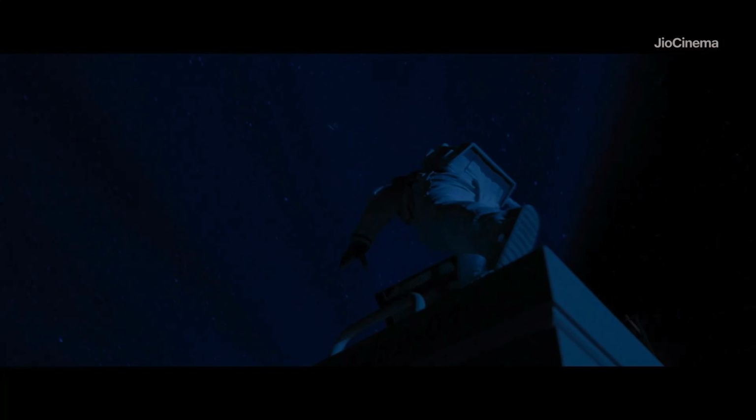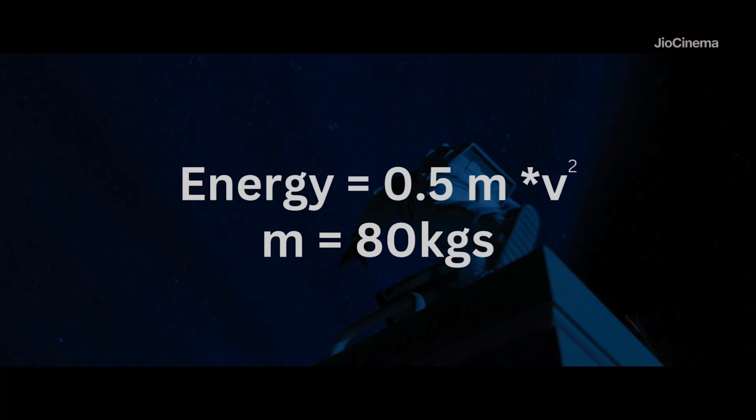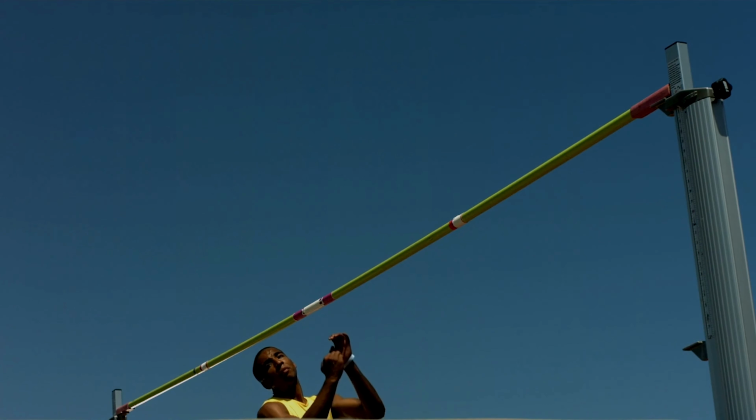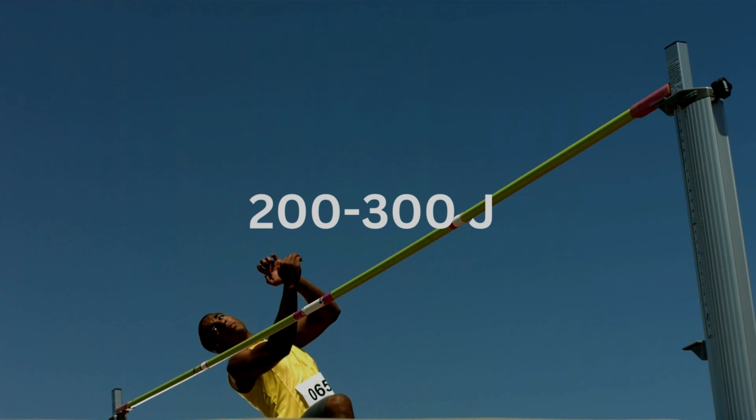So how much energy do his muscles need to generate so that Roy gets the speed of 10 meters per second? Let's calculate that. As per the kinetic energy equation, the energy required would be half into mass into velocity squared. Let's just assume that Brad Pitt is 80 kilograms, a well-healthy guy, and the velocity is 10. Plugging in these values, we find that the energy required will be 4,000 joules. For reference, a high jumper in the Olympics generates roughly 200 to 300 joules. Roy's muscles should be strong enough to generate at least 10 times that value.